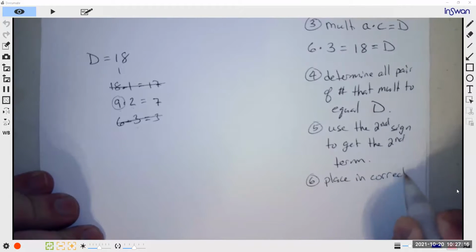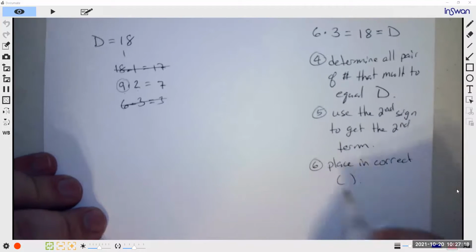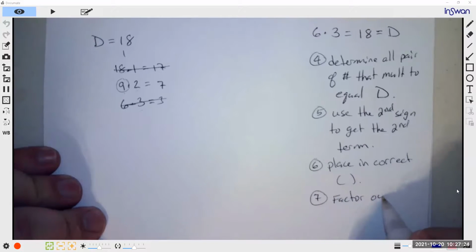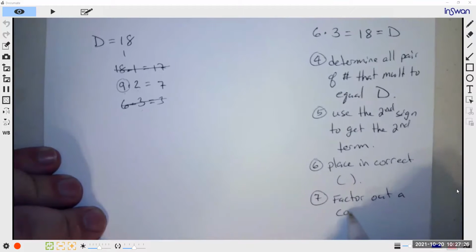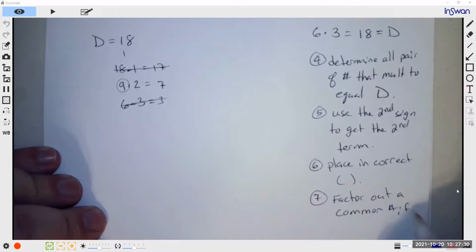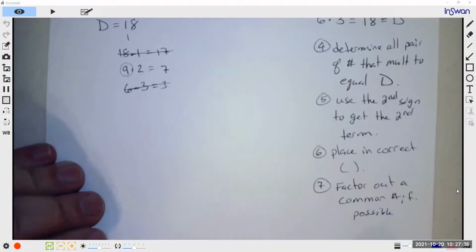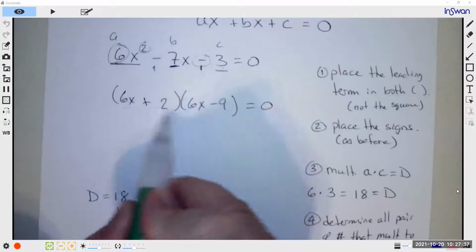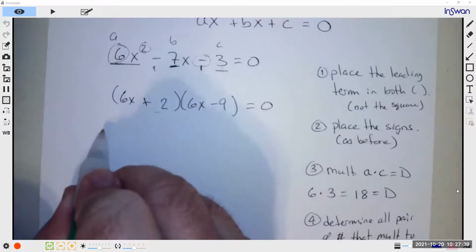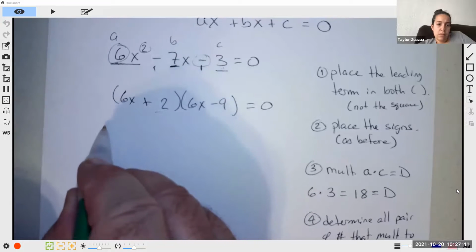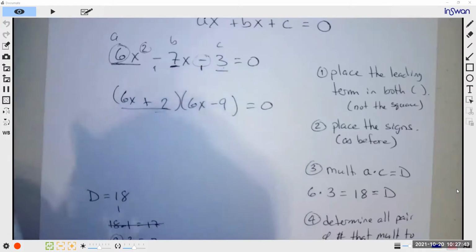Place in the correct parentheses. Step 7: factor out a common number, if possible, from both. So the first parenthesis, what do they both have in common? They have 6x.